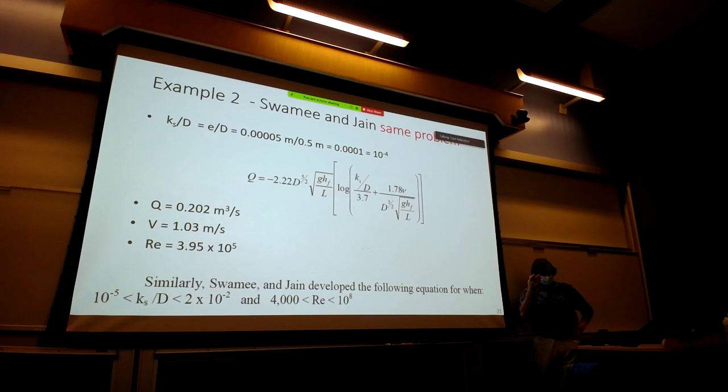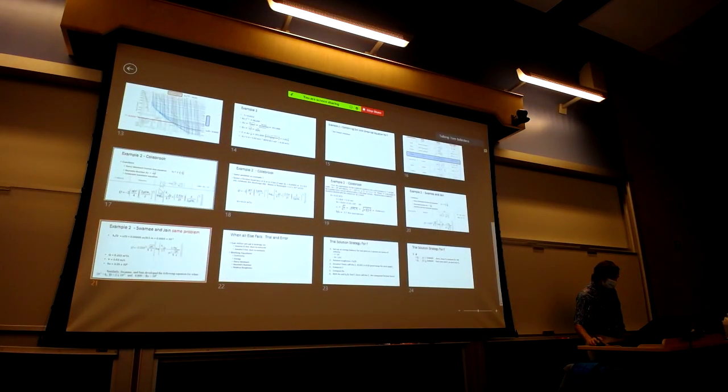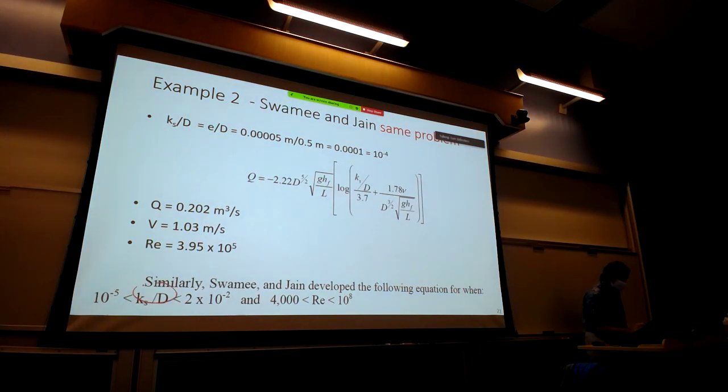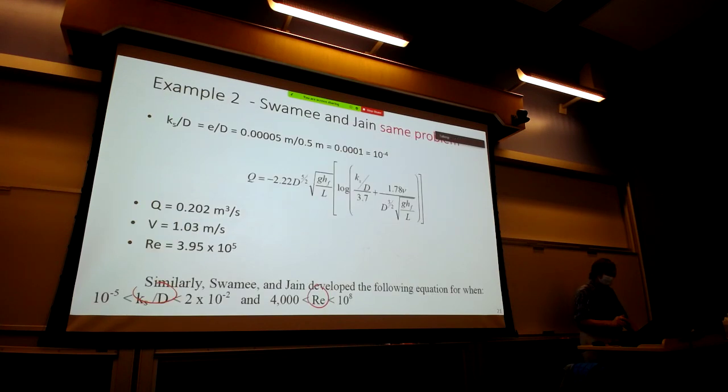From your handout from today, you can see that there is a criteria range for the relative roughness, and there's a criteria range for the Reynolds number. So we're just going to check those now. The Reynolds number is about 4 times 10 to the 5th. That's certainly within range. And the relative roughness is 10 to the -4, which is also in range.